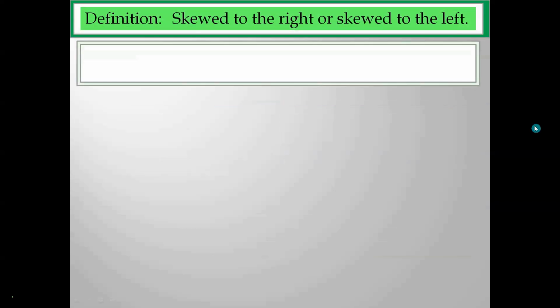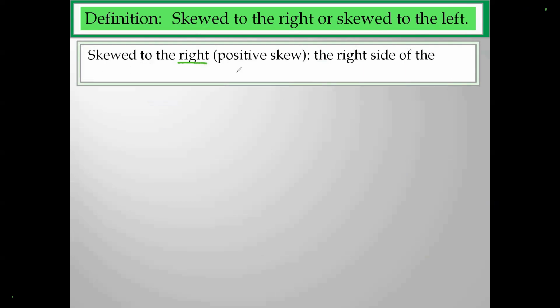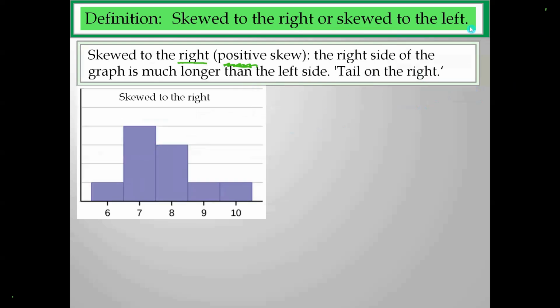The next graphs we're going to look at are skewed to the right or skewed to the left. Skewed to the right, or positive skewed, the right side of the graph is much longer than the left side. We want to think about it as a tail on the right. Let's take a look at this picture. If we were to sketch over this picture and connect all the corners, we'll get a tail or a side that is longer than the other.